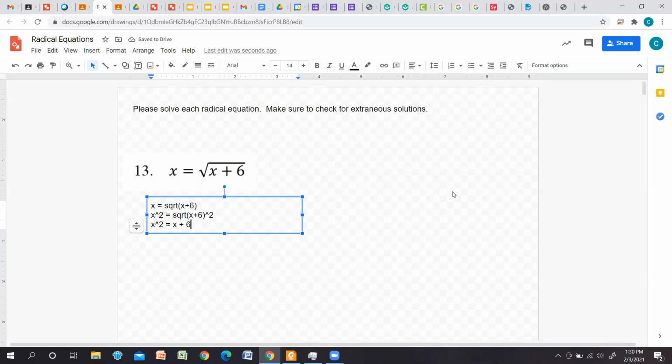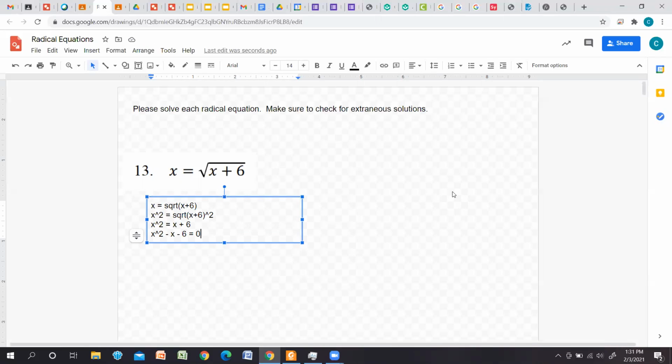Okay. Now, since it has x squared, it is a quadratic, so I'm going to move everything to the left side. So I have x squared minus x minus 6 equals 0. Right? I simply subtracted x and 6 from both sides.